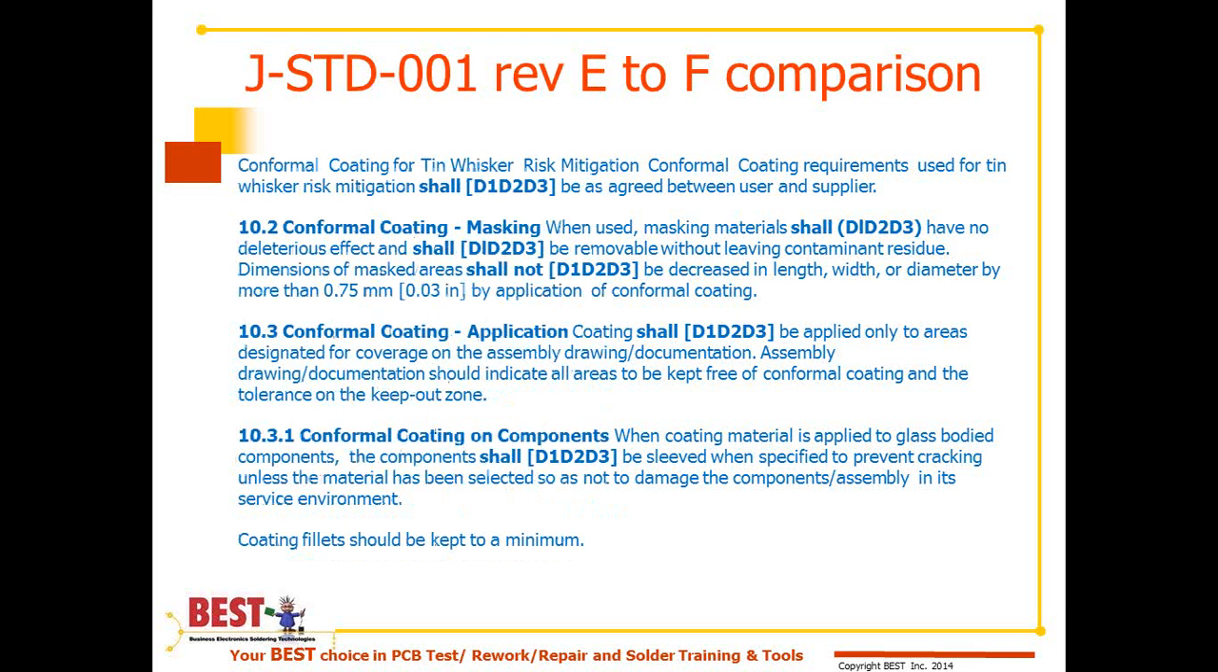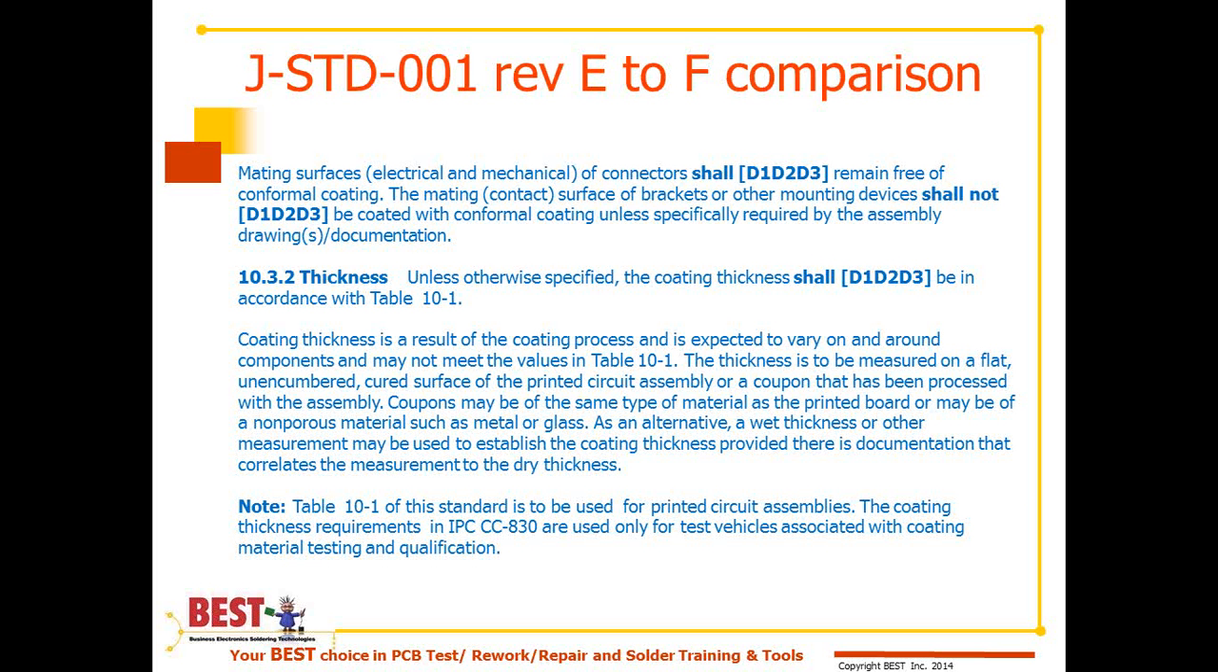This is similar to what we had before, and it refers to the keep-out zones and so forth. Under conformal coating on components, under 10.3.1, it says when the coating material is applied to a glass body component, the component shall be sleeved when specified to prevent cracking, unless the material that we're using has been selected so as not to damage the components or its assemblies in its service life environment. And coating fillets should be kept to a minimum. So the fillets around the parts we try to minimize.